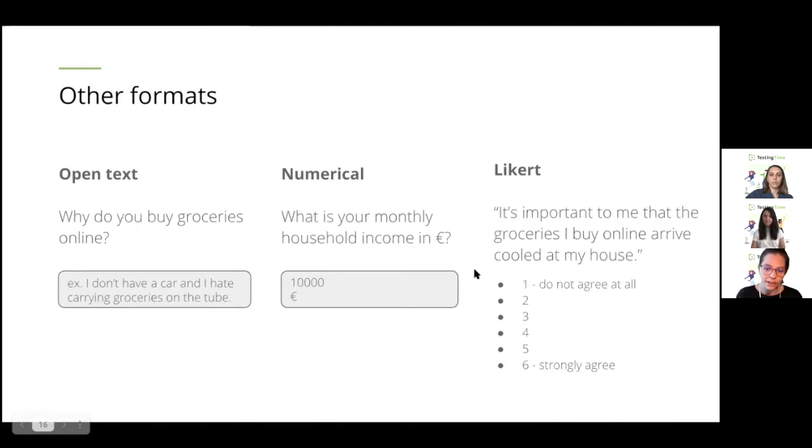Numerical questions are great if you're asking for numbers and the range of the number is quite high. For example, for income or salary questions, you can choose this question type. And there is a last question type that we don't use as often as the other ones, and it's the Likert questions, where you can let people confirm to a statement.